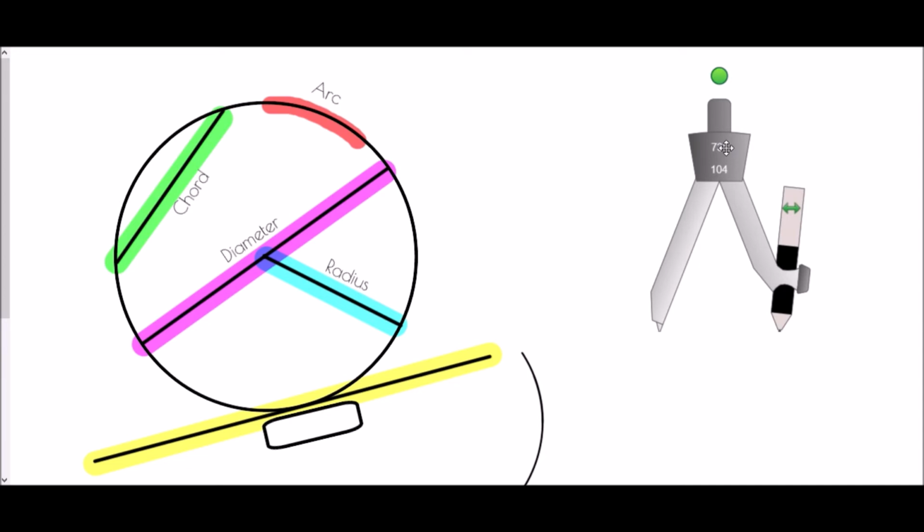And finally, the yellow line, it is a straight line which is just touching the edge of the circle. It is not crossing through the circle, it is just touching it, and it is only touching in a single point. And this is known as a tangent. So a tangent is a straight line just touching the edge of a circle.